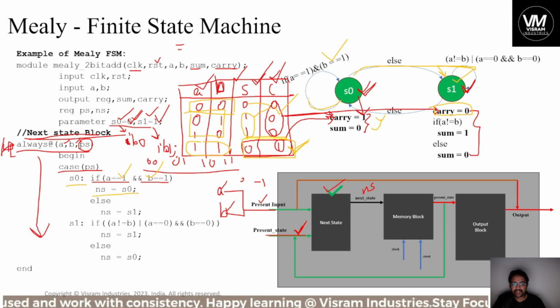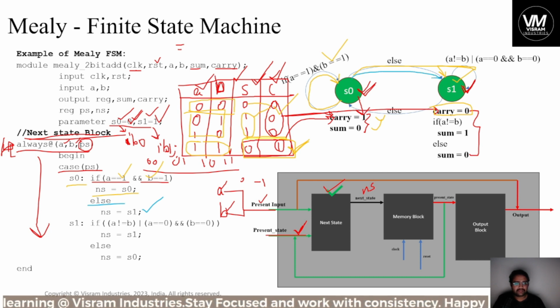So next state is S0. Else, ns is equal to 1. So else, next state can be 1. Okay, we have come here. So this is 1 and this is 2.